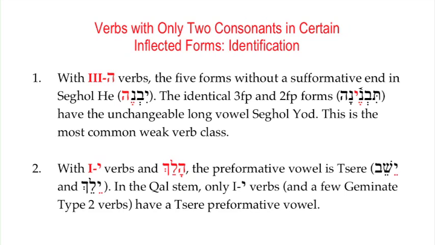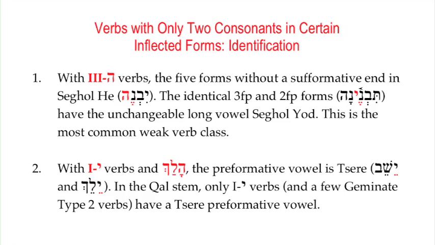Here are the clues. You don't need to memorize the paradigms. You need to understand the morphology that demonstrates which weak verb class they belong to, and therefore what root letter to reconstruct. Look at your screen with me now, and you will see the important clues to focus on as you study this chapter. Number 1, with third hey verbs, the 5 forms without a sufformative end in segol hey. That segol hey will identify the third hey weak verb class.